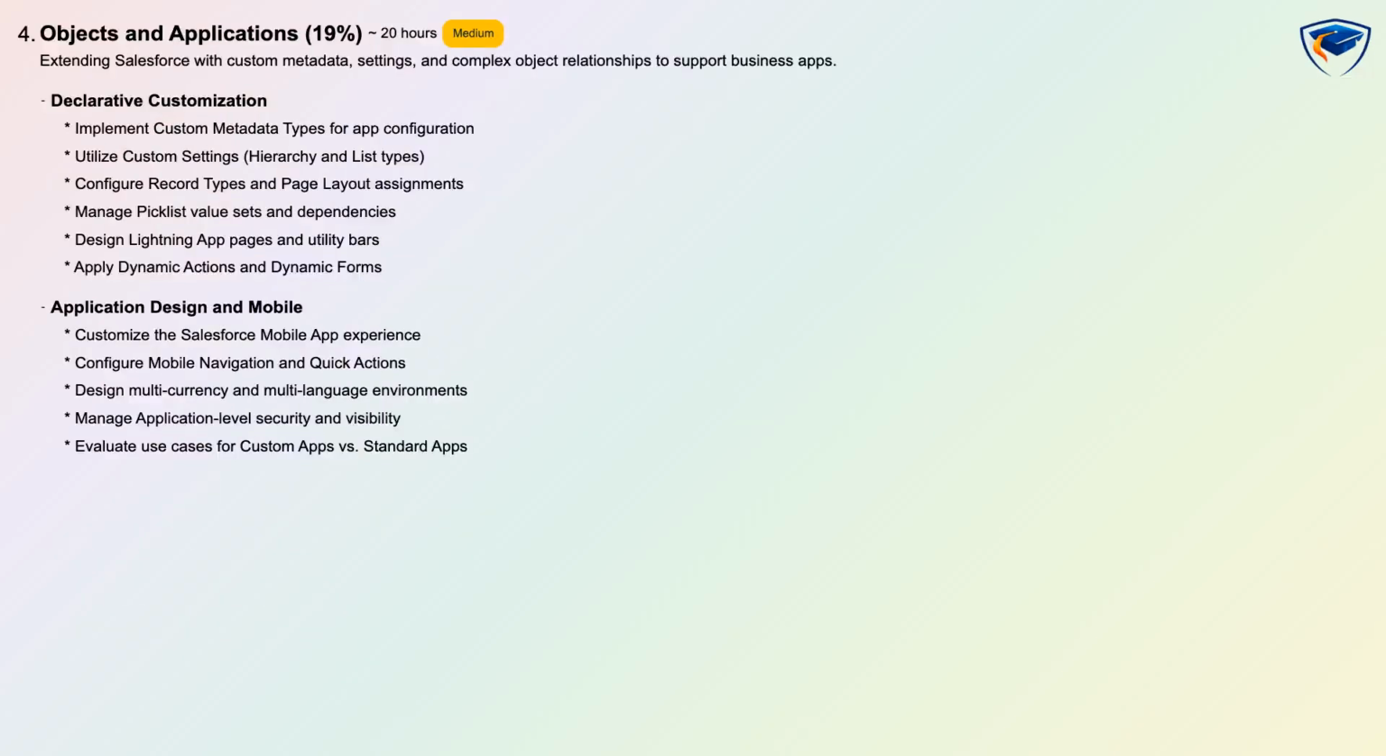Objects and Applications makes up 19% of the exam, is medium difficulty, requires about 20 hours, and includes both hands-on and conceptual assessment items. You will perform declarative customization by implementing custom metadata types, using custom settings, configuring record types and page layout assignments, managing picklist value sets and dependencies, designing Lightning app pages and utility bars, and applying dynamic actions and dynamic forms.